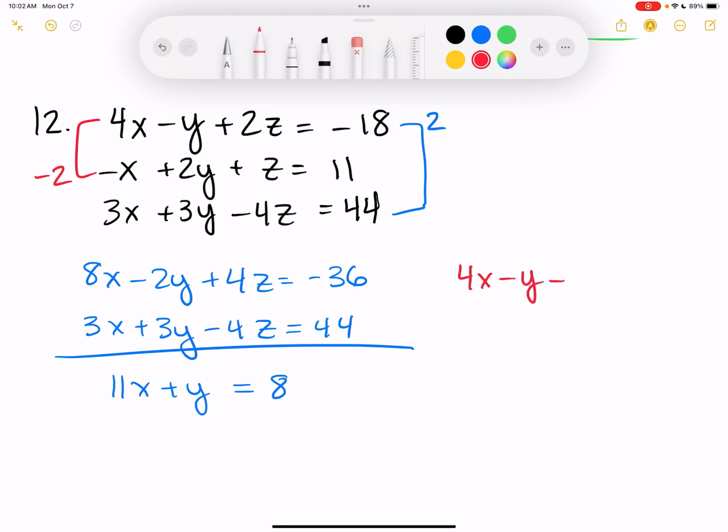4x minus y plus 2z equals -18. Second equation multiplied by -2: 2x minus 4y minus 2z equals -22.